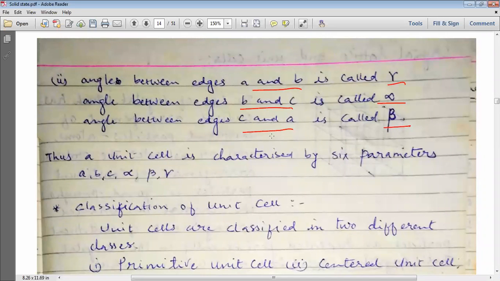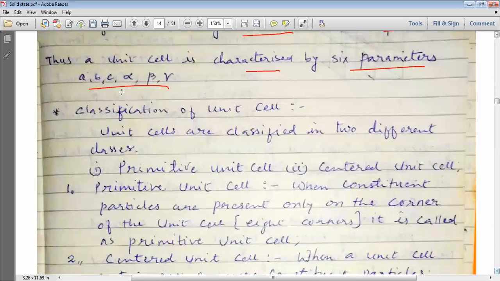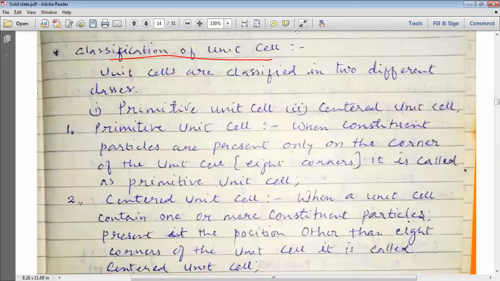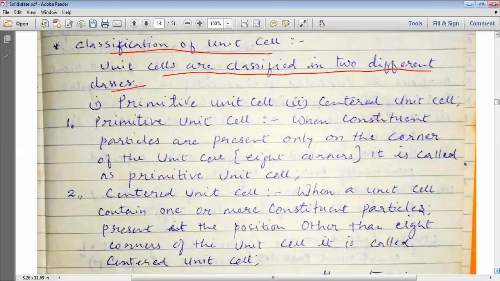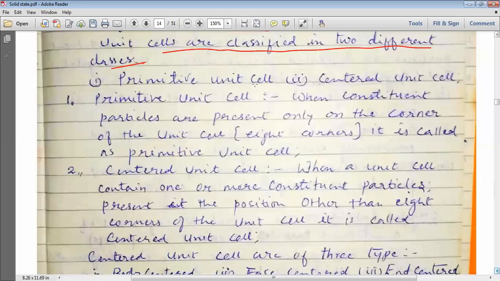So this is how, my dear students, we understand the 6. Thus, a unit cell is characterized by the 6 parameters, and these 6 parameters are A, B, C, alpha, beta, and gamma. Now, classification of the unit cell. We want to understand the various classifications of the unit cell. Unit cells are classified into 2 different classes: primitive unit cell and centered unit cell. So let us understand first the primitive unit cell.